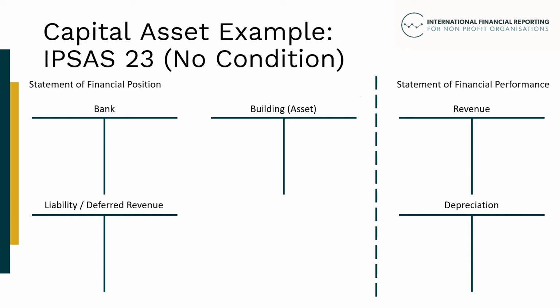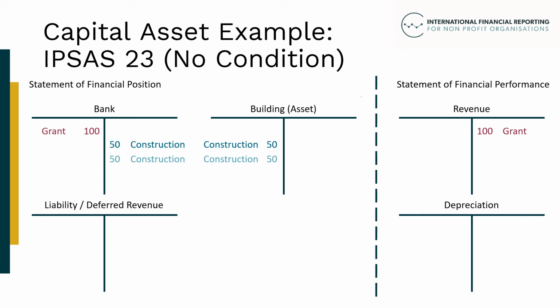Under IPSAS 23, revenue is only deferred when a grant includes unsatisfied conditions. Conditions always include a use or return requirement, which does not apply in this example. Consequently, when the grant is received, revenue is recognised immediately. Debit bank 100, credit revenue 100. Construction takes place over 2 years. Debit asset 50, credit bank 50 in each year.